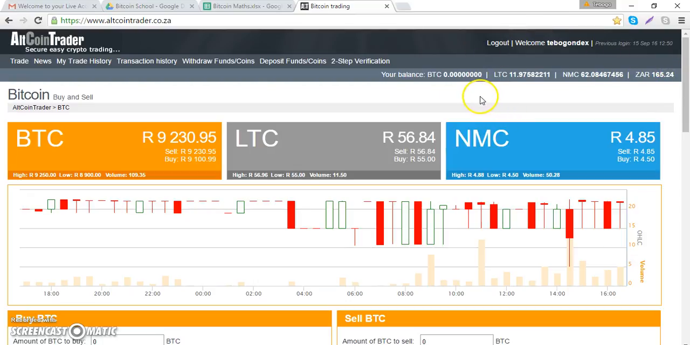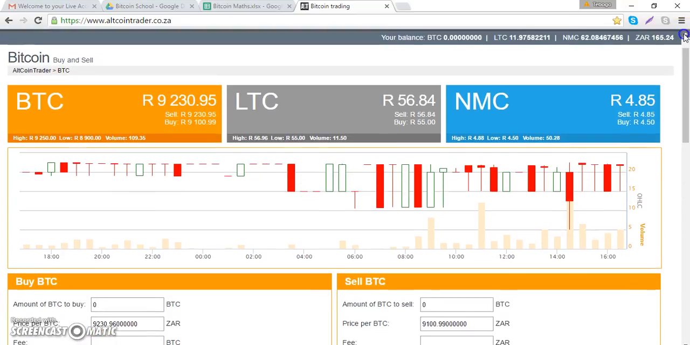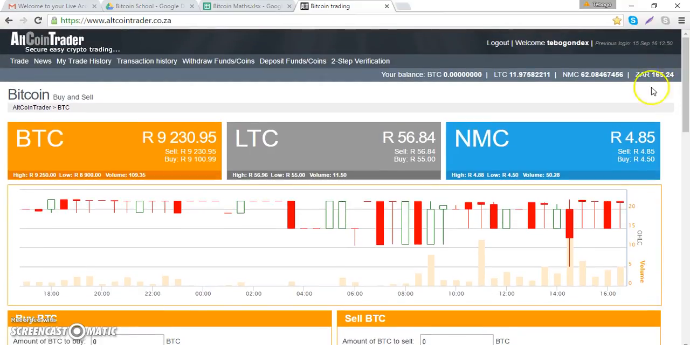But let's say, for argument's sake, today if you were to buy a full Bitcoin, you will have to buy it at 9,230. But we only have 150 rands. Hence, we're gonna buy Bitcoins for only 150 rands. And once you buy Bitcoins, this balance will move from here. It will reduce, and you see a change in your BTC balance.